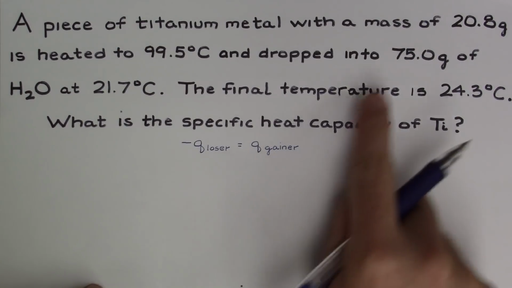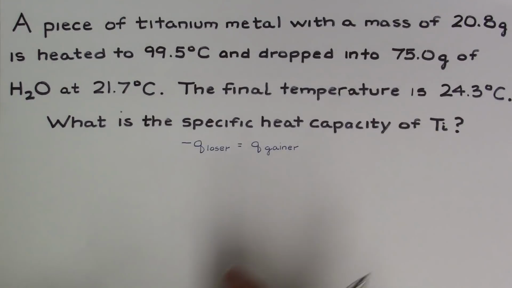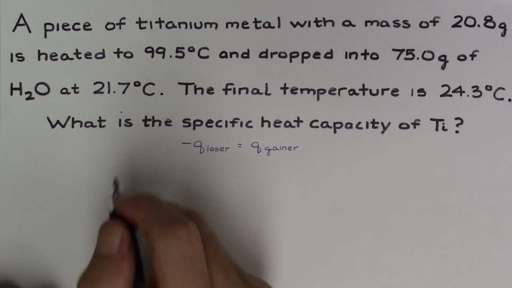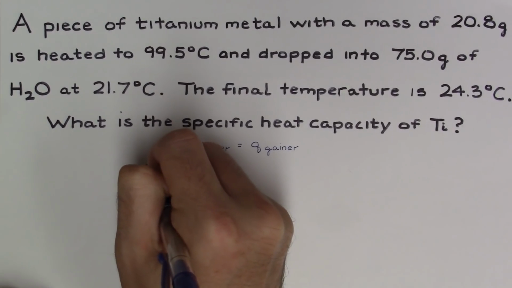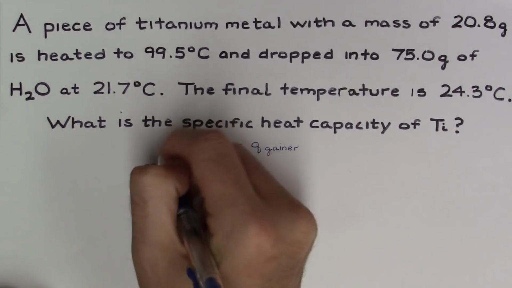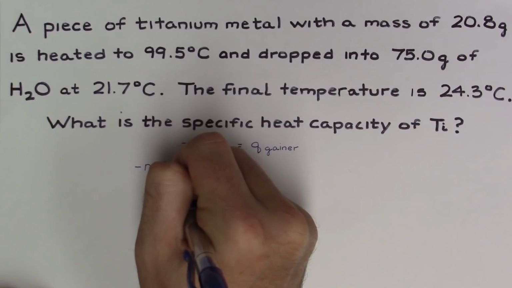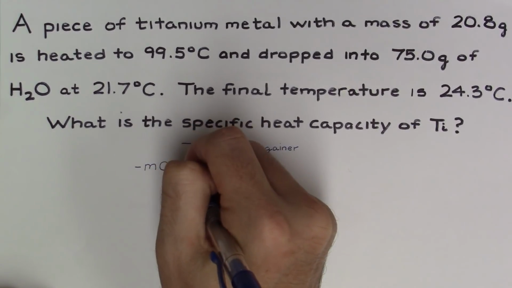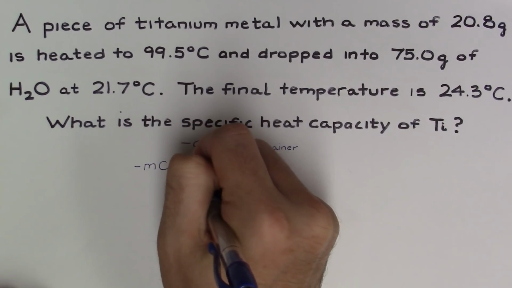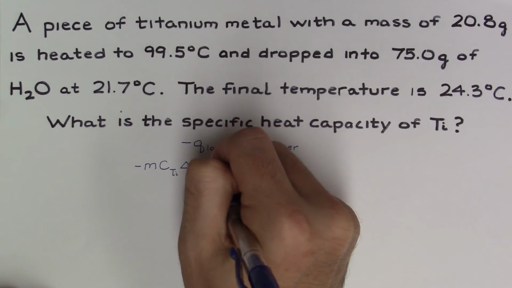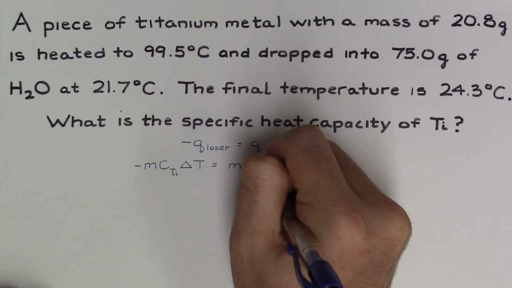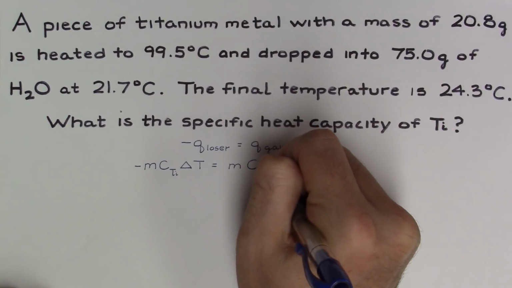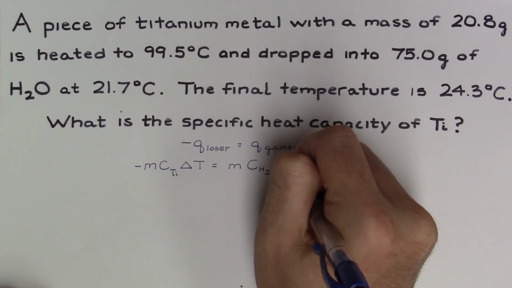So now that we have our species itemized and we know that our 75 grams of water is going to gain, we need to write two Q equations. The first one is going to be negative MC of our titanium times its delta T, and set that equal to our MC of our water times its delta T.